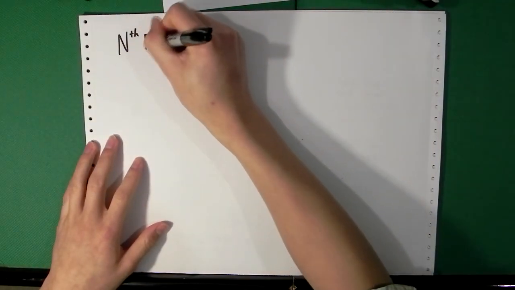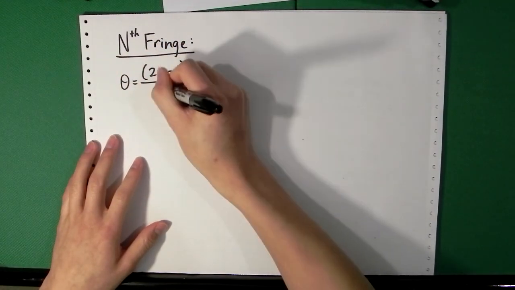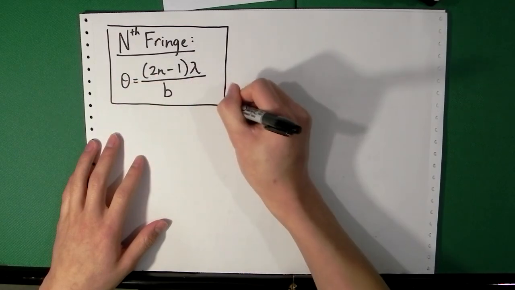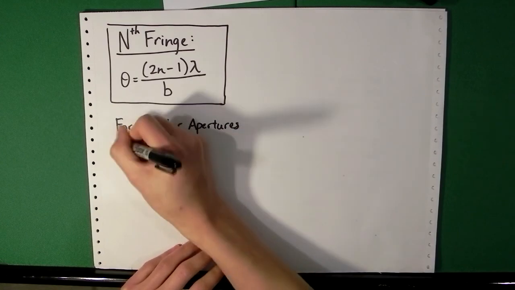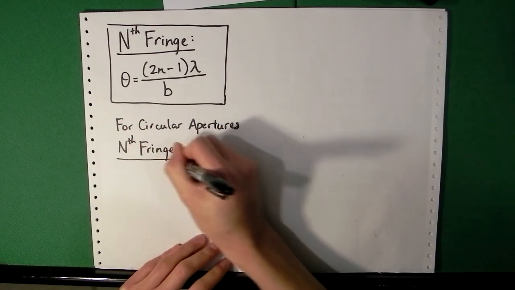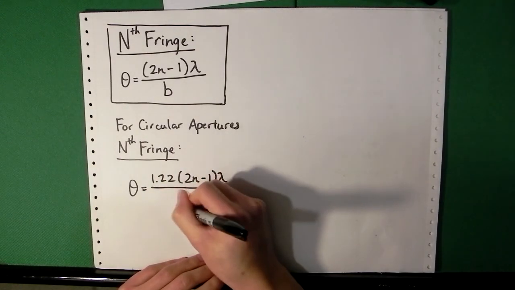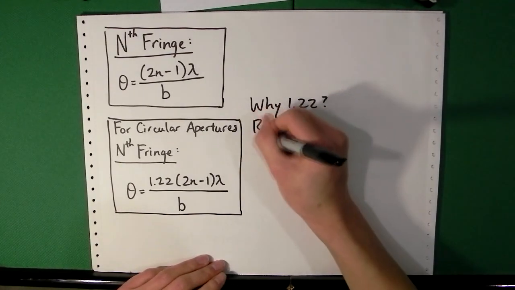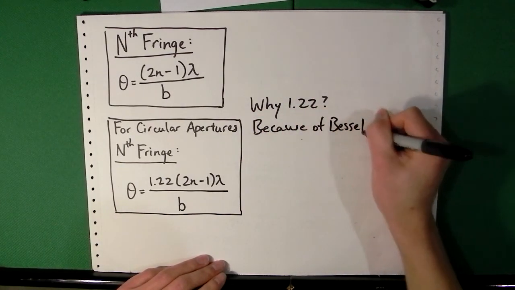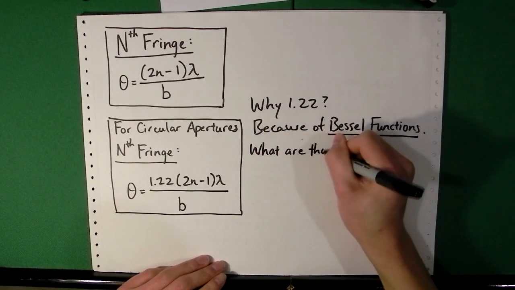As we know, the angle theta of the nth dark fringe is given by theta is equal to (2n minus 1) times the wavelength lambda all over b. But for circular apertures, it's a bit different. The angle is given instead by theta equals 1.22 times (2n minus 1) times lambda over b. Why 1.22? Well, that's because of something called Bessel functions. And what are those? We have no clue. Just take our word for it. It's complex math that you don't have to know for this.